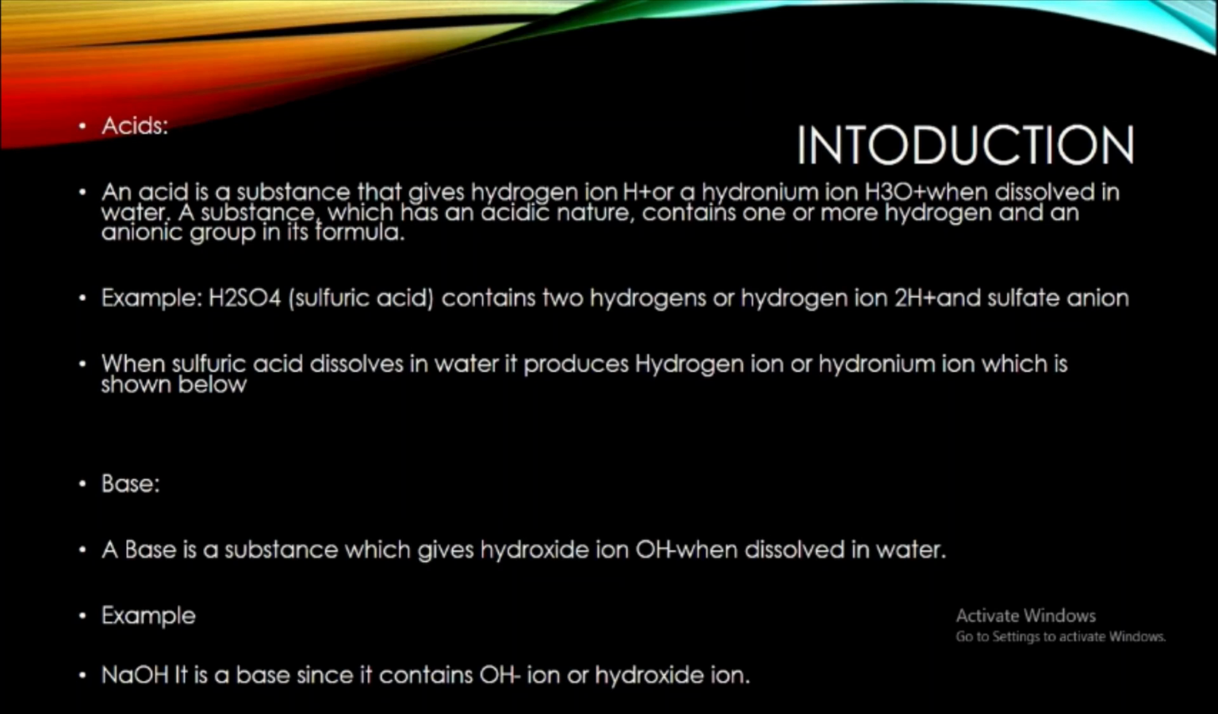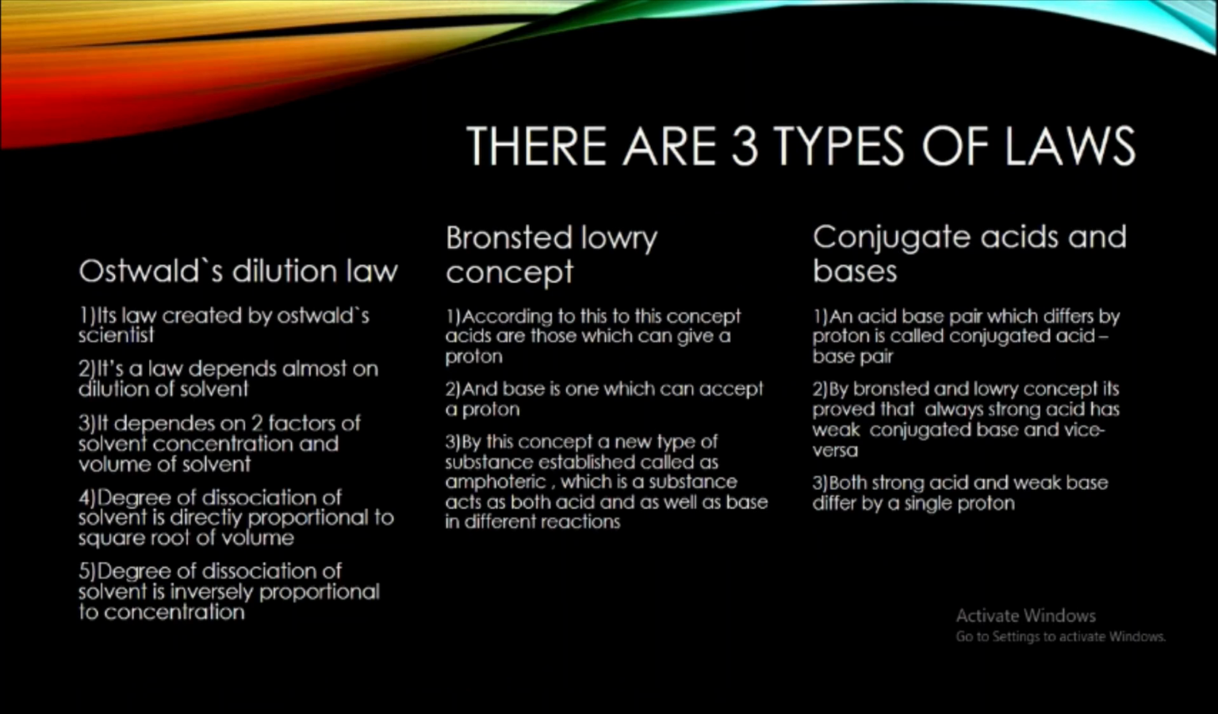A base is a substance which gives the hydroxide ion, that is called OH minus, when dissolved in water. So it is just opposite to your acid. Acid gives us the H plus and base gives us the OH minus. A good basic substance, for example, is NaOH, that is sodium hydroxide. It is a base since it contains the OH minus ion. Okay, now let us discuss the laws of acids and bases. There are three types of laws.